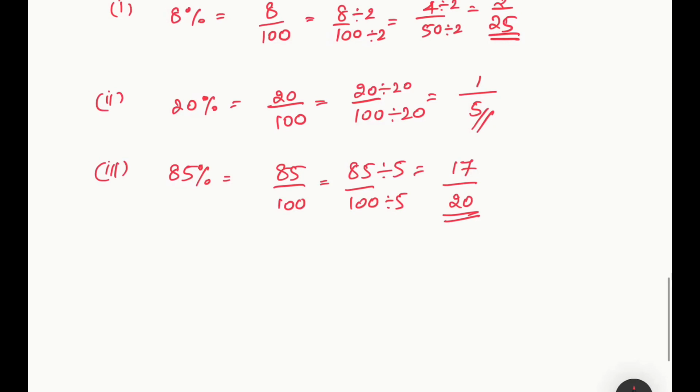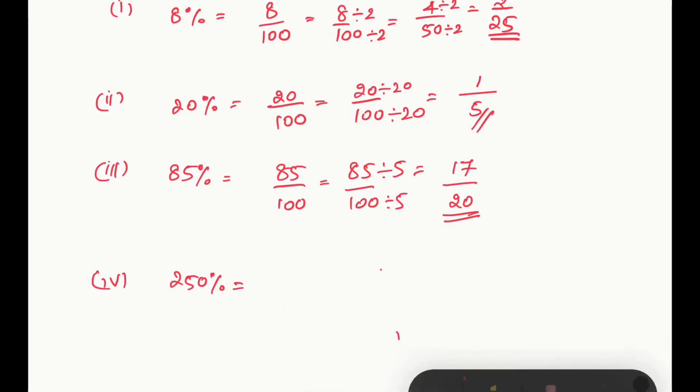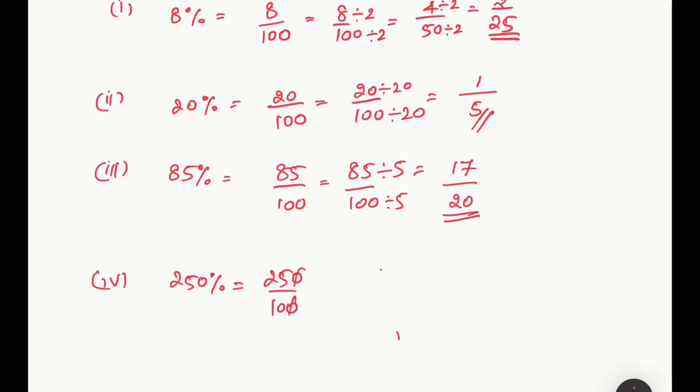No. Coming to the next question, the fourth one, you have 250 percentage. 250 percentage also I will be writing as 250 by 100 only. Okay. So cancelling them, I'll get 25 by 10. Wait, I can do it directly like this. It is 250 by 100. So 25 by 10 divided by 5, divided by 5, I'll get 5 by 2. That is equal to 2 1 by 2.